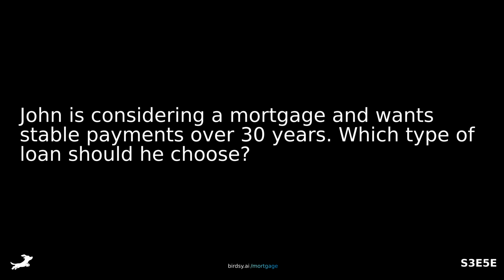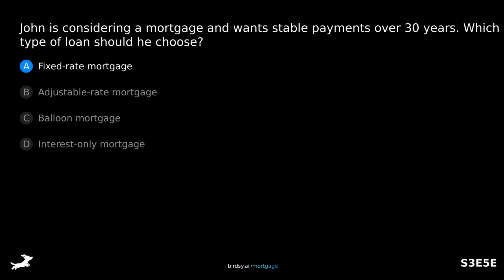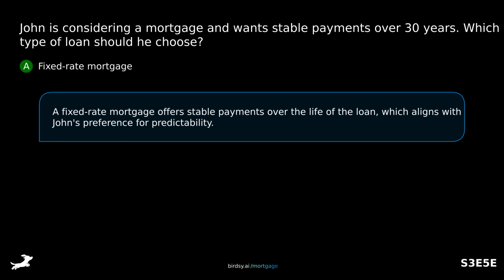John is considering a mortgage and wants stable payments over 30 years. Which type of loan should he choose? Is it A, fixed-rate mortgage, B, adjustable-rate mortgage, C, balloon mortgage, or D, interest-only mortgage? The answer is A, fixed-rate mortgage. A fixed-rate mortgage offers stable payments over the life of the loan, which aligns with John's preference for predictability.